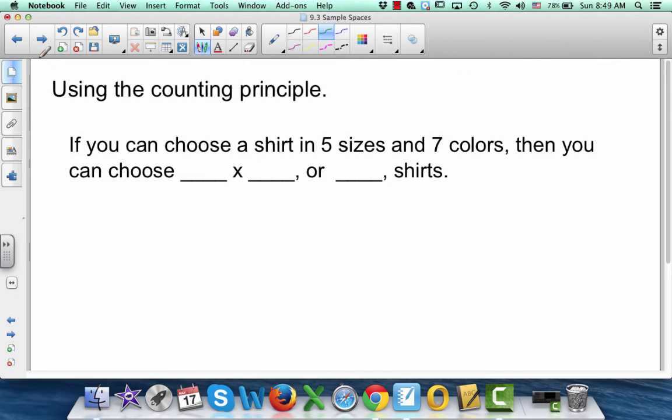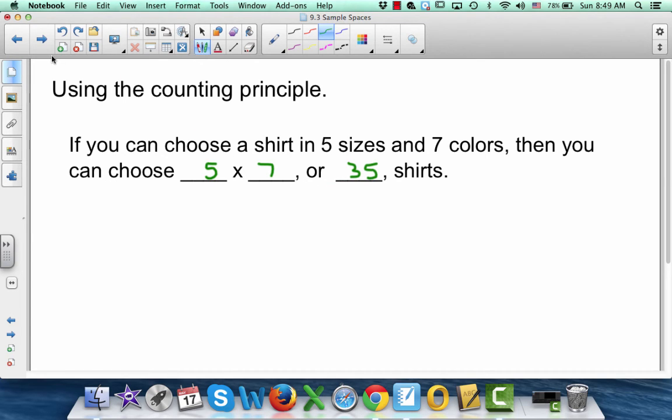Let's look at another example. Using the counting principle, if you can choose a shirt in 5 sizes and 7 colors, then you can choose 5 times 7, or 35 different combinations of sizes and colors.